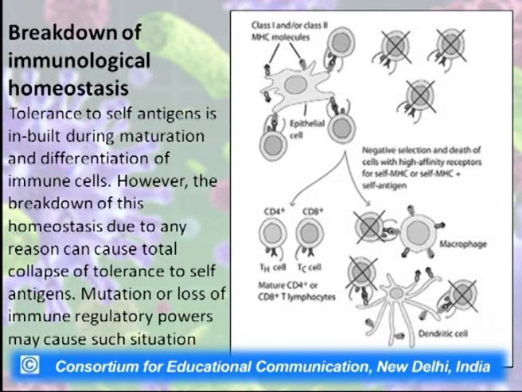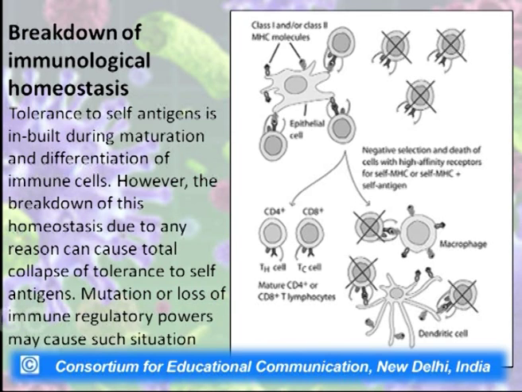So, technically almost the maximum of the lymphocytes are destroyed, only 20% of lymphocytes are retained which are not self-reactive and which are reacting to the foreign antigen. However, the breakdown of this homeostasis due to any reason can cause total collapse of tolerance to self-antigens. Mutation or loss of immune regulatory power may cause such a situation.